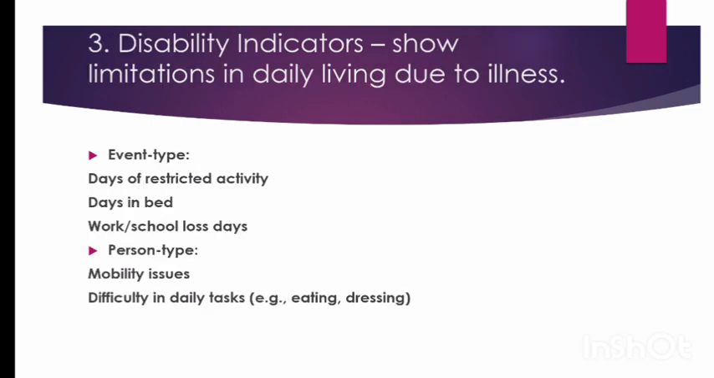3. Disability indicators, show limitations in daily living due to illness. Event type, days of restricted activity, days in bed, work, school, lost days. Person type, mobility issues. Difficulty in daily tasks, e.g., eating, dressing.